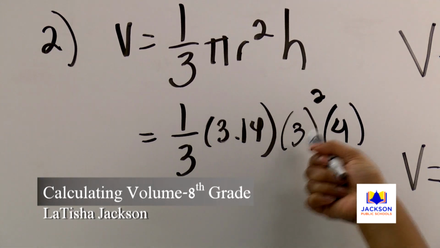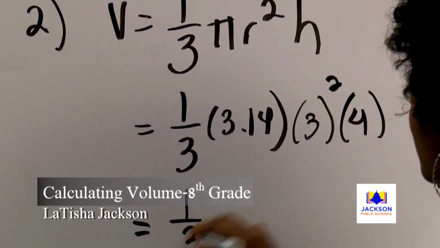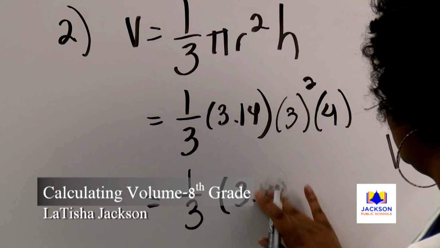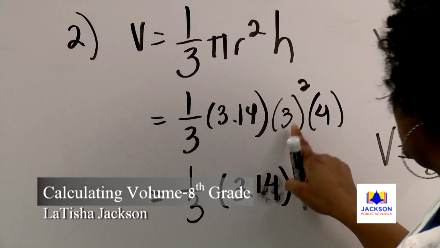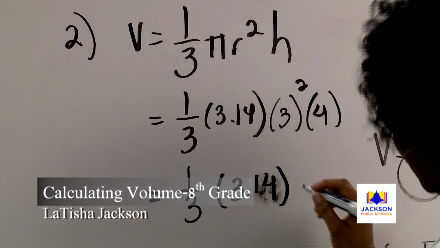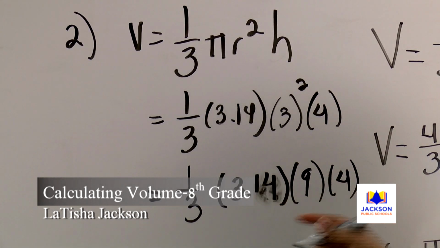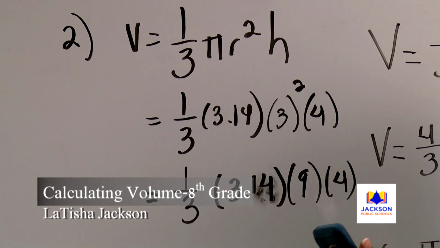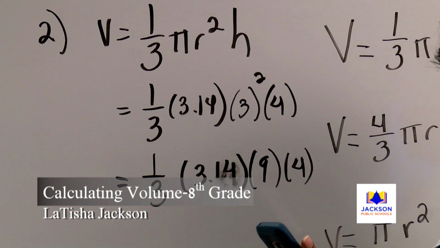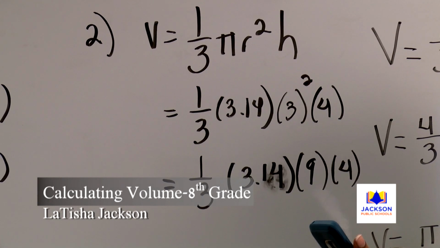So I'll simplify this just a little bit so I don't have to worry about trying to put the exponent in the calculator. So 3.14. And 3 squared is not 6. 3 squared is actually 9. And times 4. And we just punch this in our calculator just like we see it. So 1 divided by 3 times 3.14 times 9 times 4.